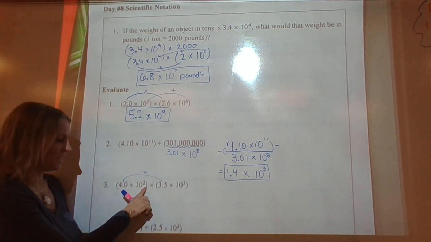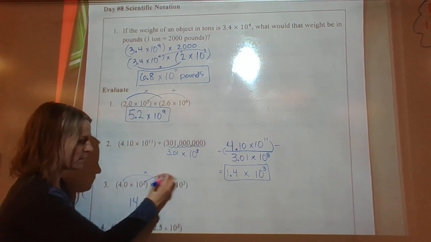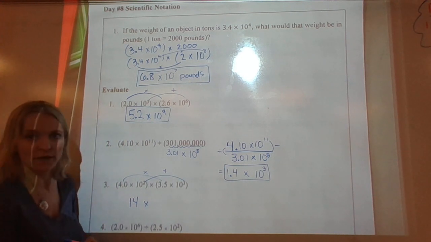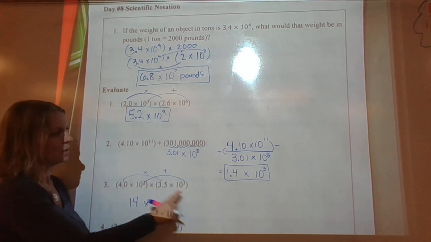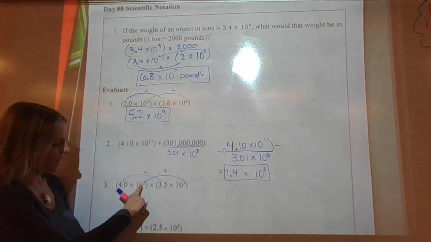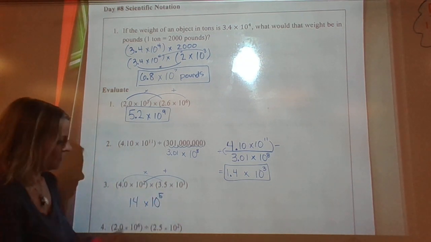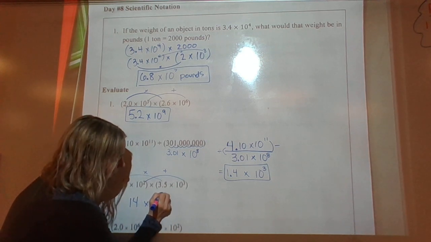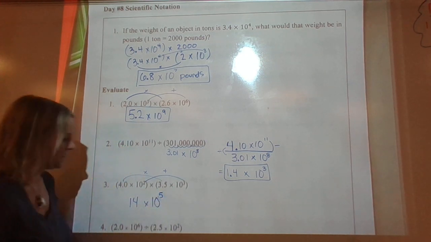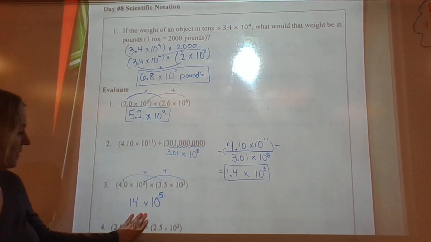Times, then we have 10 to the second and 10 to the third, and we want to add those exponents together, right? With multiplication we add exponents, with division we subtract. So 10 to the second times 10 to the third would make 10 to the fifth. Okay, rewrite that.